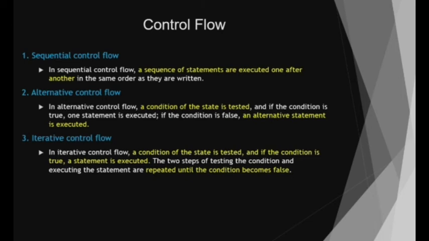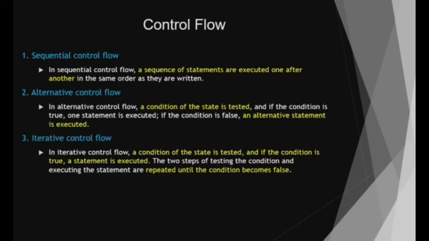So the condition is true. Then you can say that the number is a positive number. If I give -5, the condition is false, then you have to say the number is a negative number. Okay, so based on the condition you have to execute either the true part or the false part. That is known as an alternative control flow.